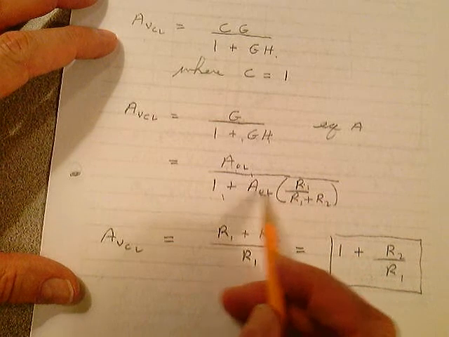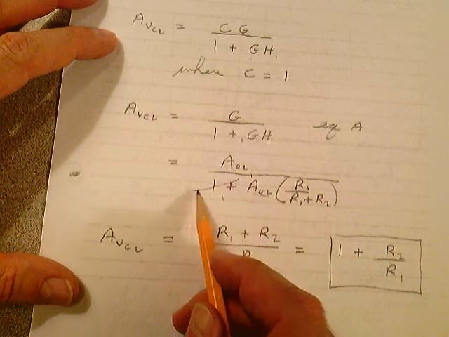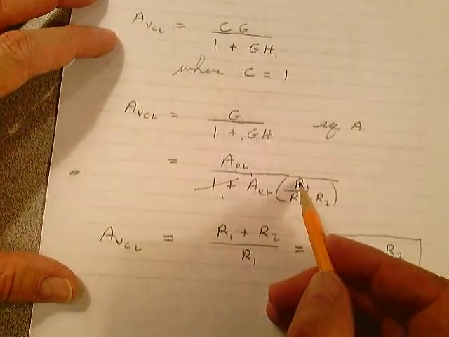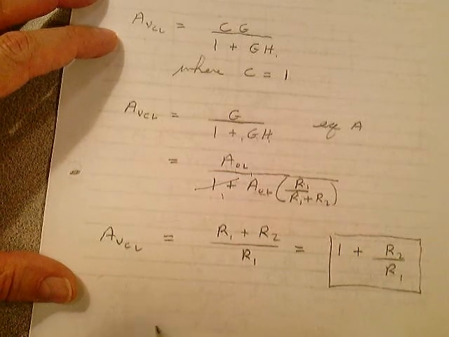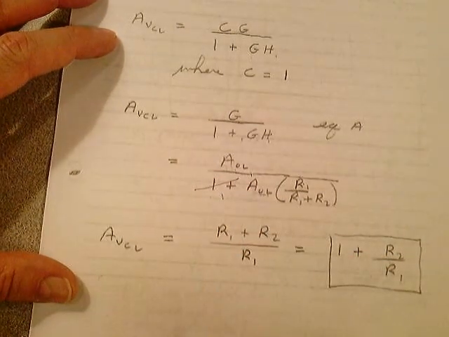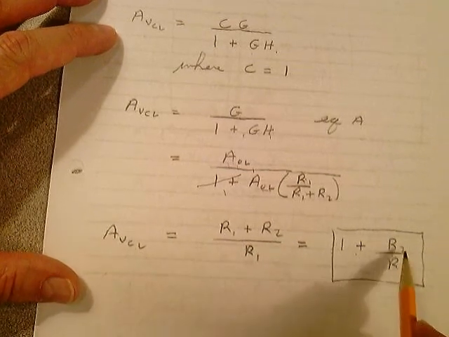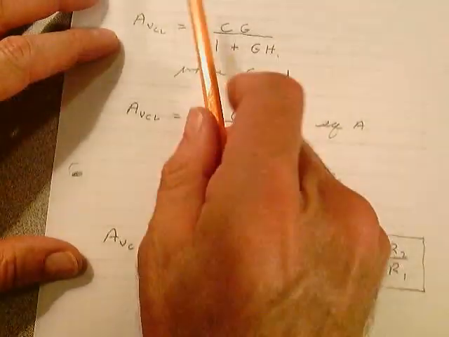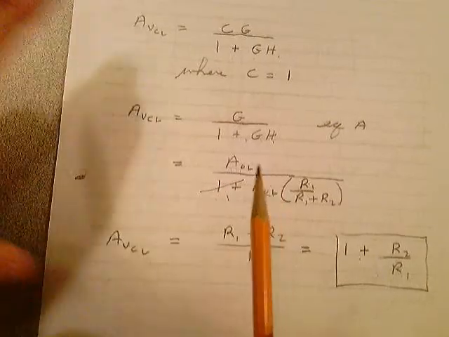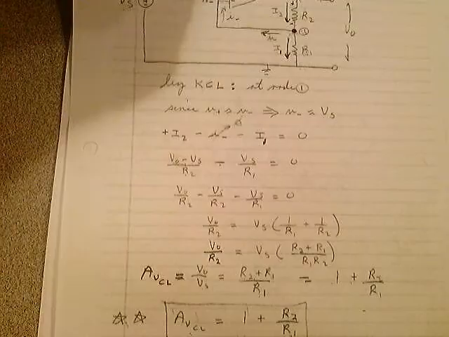1 plus this quantity, just forget about this. Complex fraction, rotate it and bring it up. AOL cancels. And there's your closed loop voltage gain, 1 plus R2 over R1. Using control system theory equations, you get exactly the same thing if you work through this analysis.